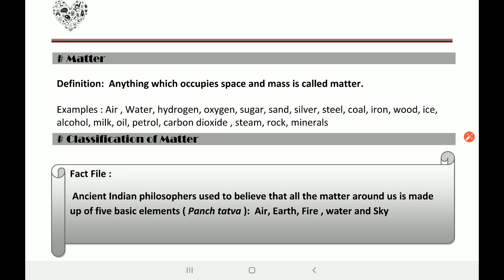Okay, so let's start: matter in our surroundings. Today I'll be showing you some activities as well. So be there, be energetic. The session is going to be enjoyable. Okay, so let's get started.